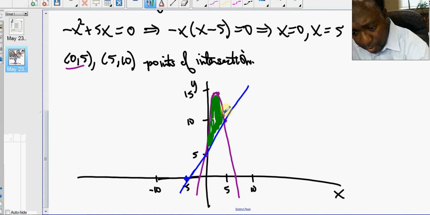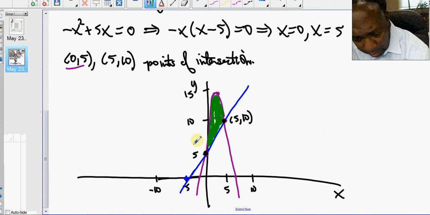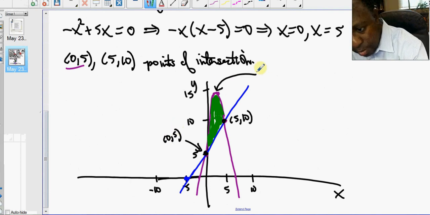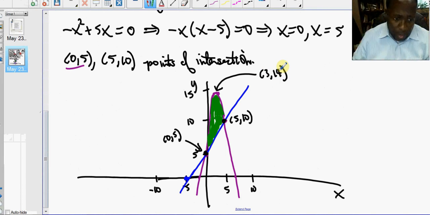We got to make sure we have our points right for the graph. So this is 5, 10 at point of intersection. And this point of intersection there, 0, 5. Then we have the vertex, 3, 14. Let's graph first, and then we'll do the solving that they asked us to do.